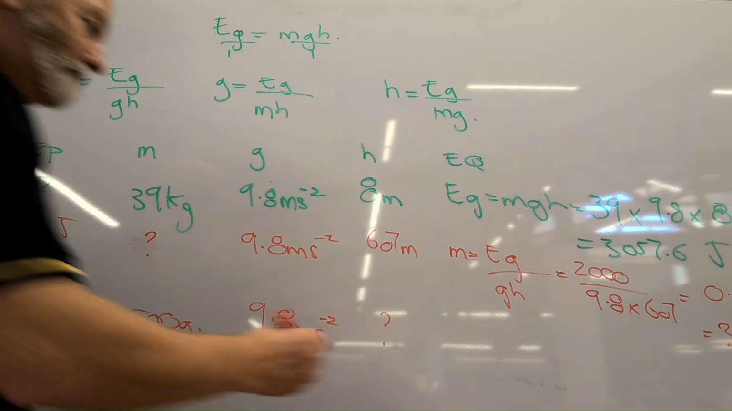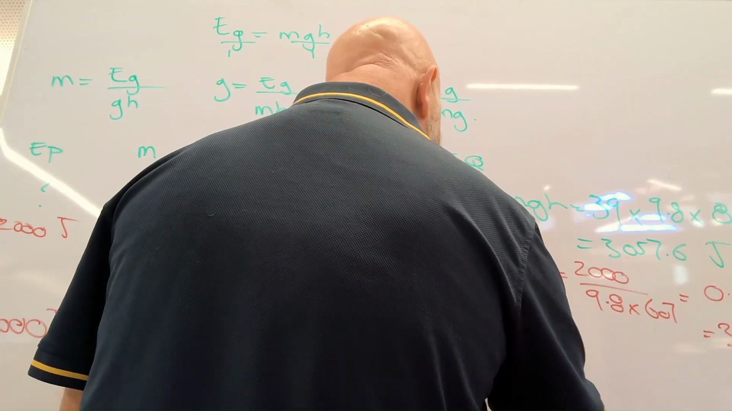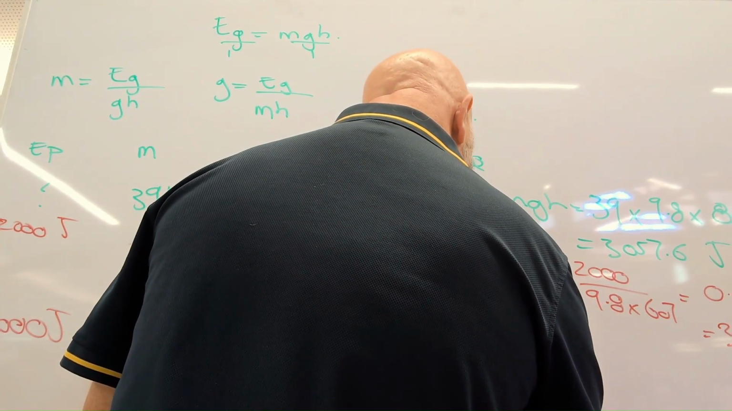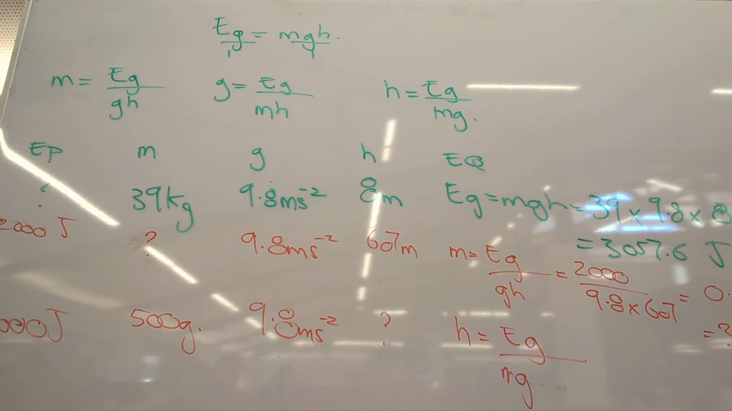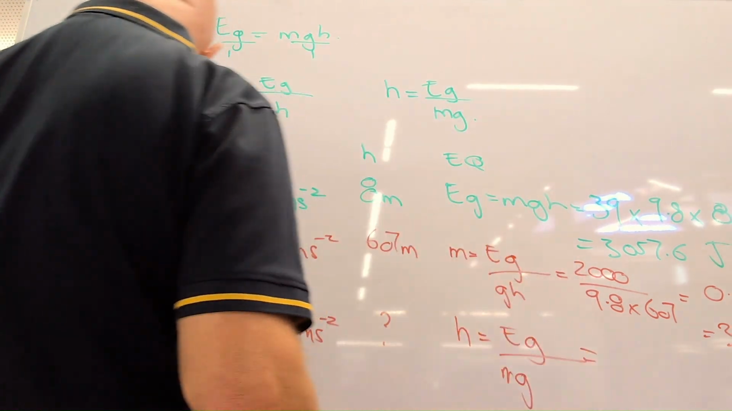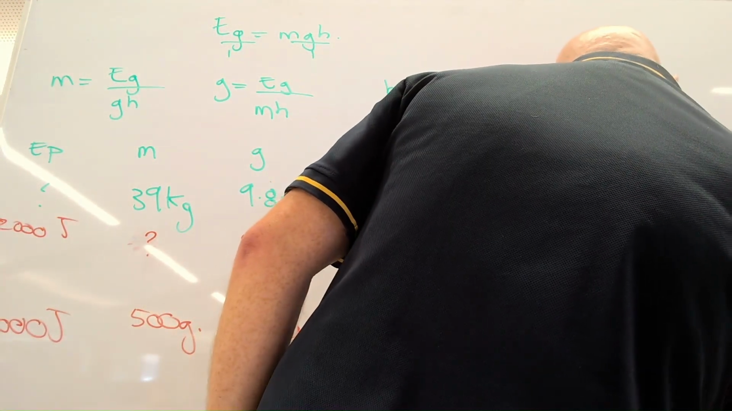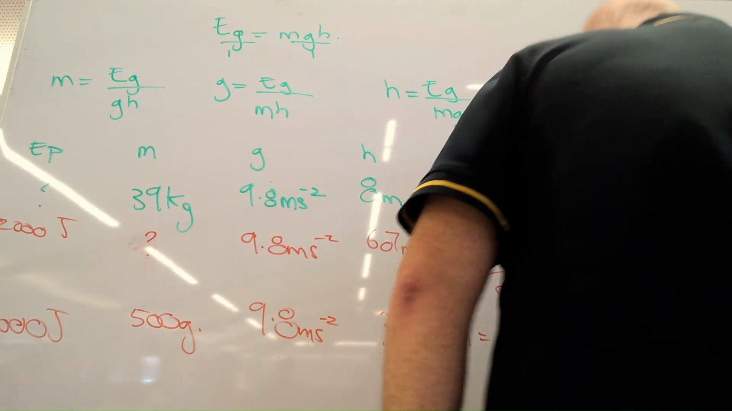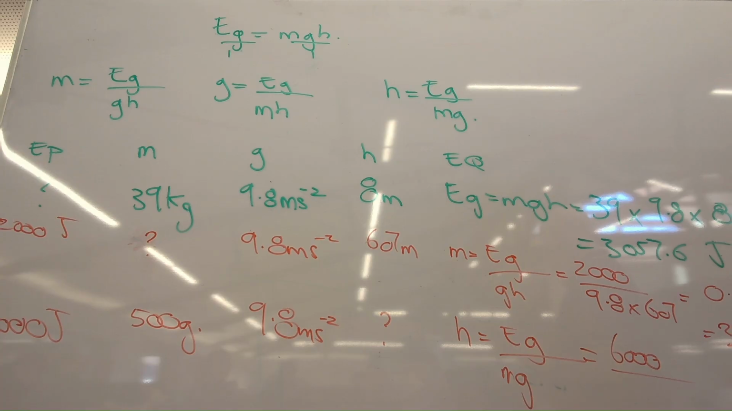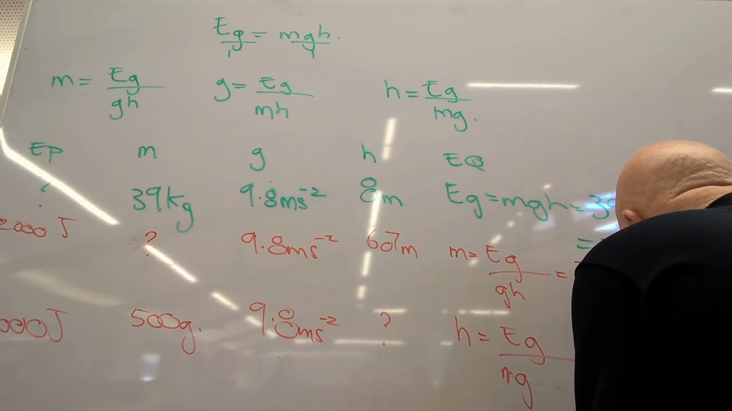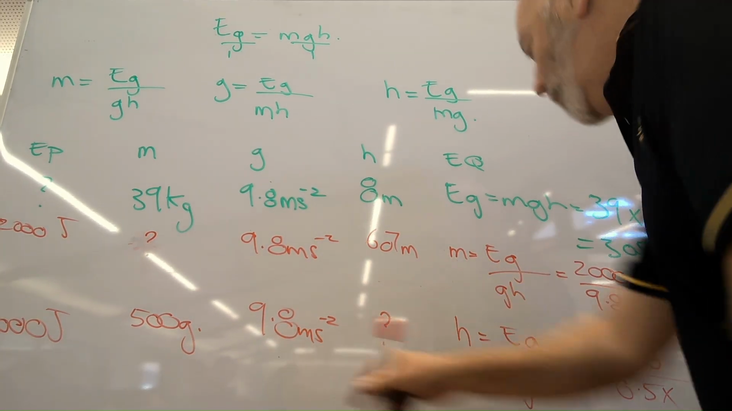Right. So h equals EG divided by mg. So now it becomes 6,000 divided by the mass, which 500 grams is how many kilograms? 0.5 kilograms. Divided by 0.5 times 9.8.